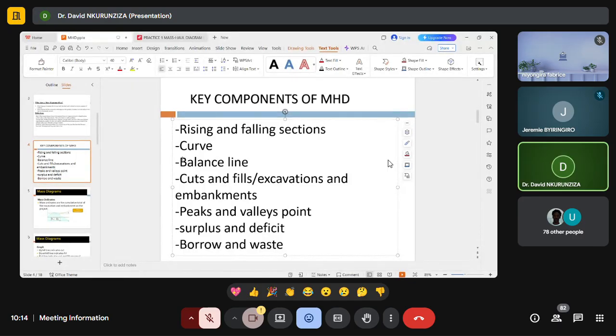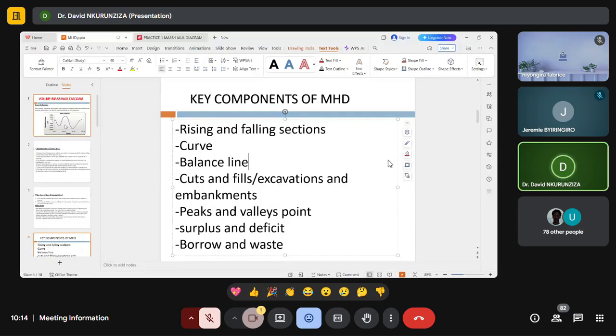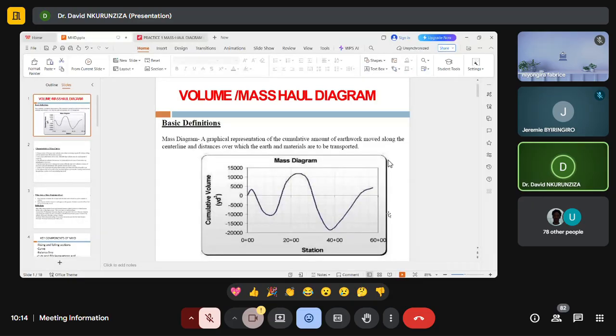Of course, the balance line and the cuts and the fills, I explained together. I showed you the balance line, and then I showed you the cuts and the fills, so they came both at the same time. Then peaks and valleys points. If we try to use this diagram, here, this one, this is a peak, this is a peak, and this is a peak. This is a valley, this is a valley. You understand? Valley, valley, peak, peak.